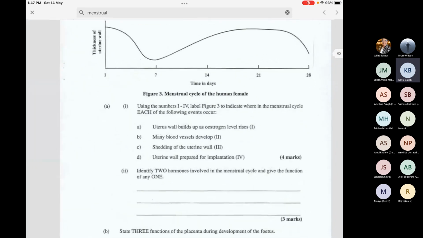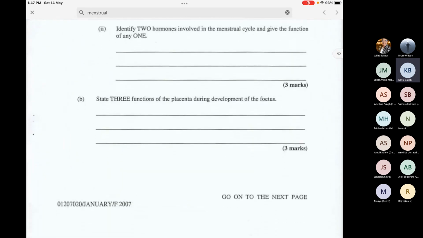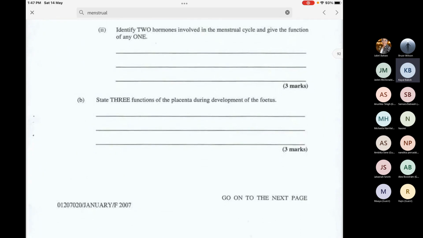So this is an example of how they bring the menstrual cycle. Then they ask some questions here. All right, so let me call somebody to read. Part 2: Identify 2 hormones involved in the menstrual cycle and give the function of any one. All right, which do you remember?